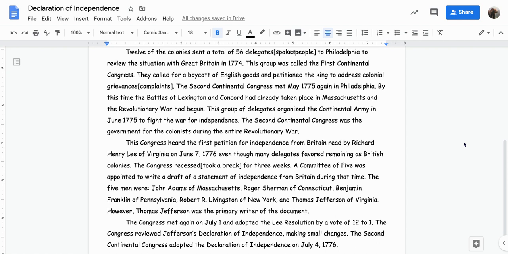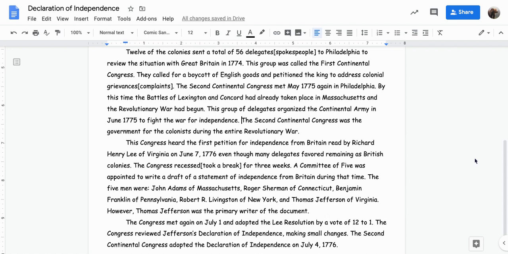The Second Continental Congress met May 1775, so that is about a year later, again in Philadelphia. By this time, the battles of Lexington and Concord had already taken place in Massachusetts, and the Revolutionary War had begun. This group of delegates organized the Continental Army in June 1775 to fight the war for independence. The Second Continental Congress was the government for the colonists during the entire Revolutionary War.